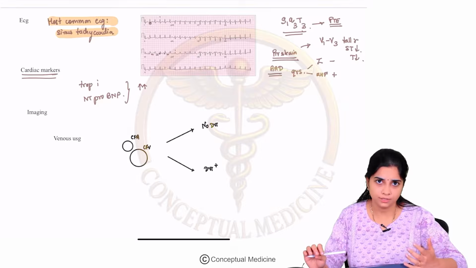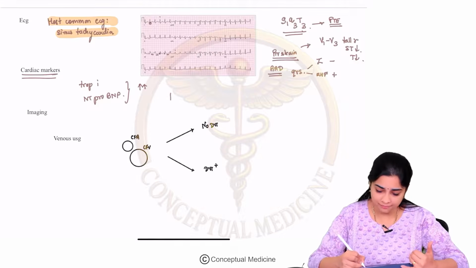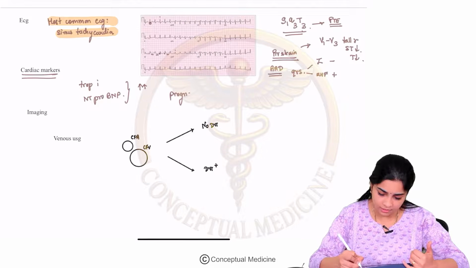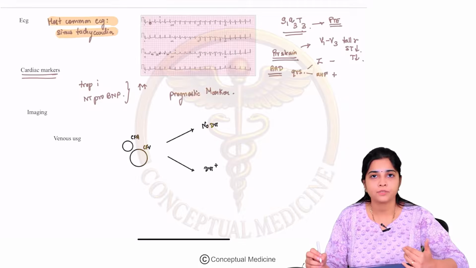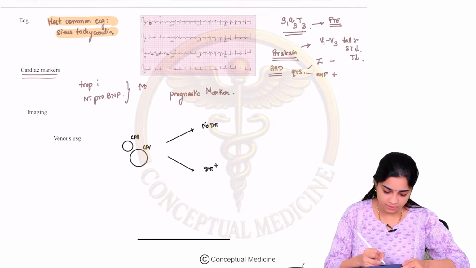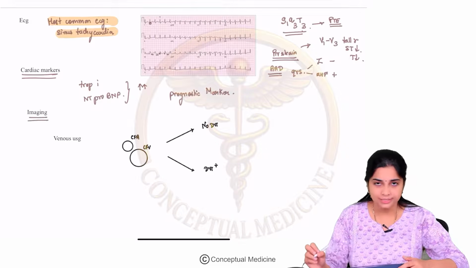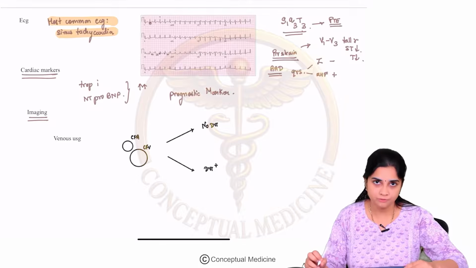So what is the role here? Yes, they will be elevated, but very, very importantly, they can be a prognostic marker. Okay, fine. So this is about the ECG and cardiac biomarkers. Then let us look at the imaging. So what are the imaging findings?